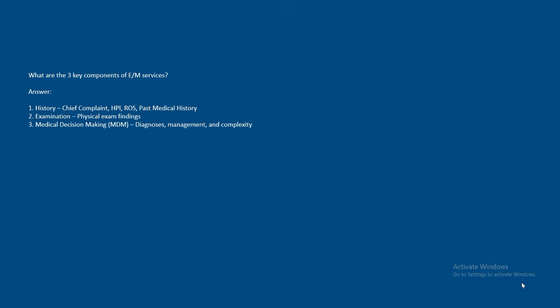What are the three key components of E&M service? Basically in E&M, we have three key components. What are those? History includes chief complaint, HPI, ROS and past medical history. ROS means review of systems. Next, the second component is examination, which is related to physical exam findings. And the most important one is medical decision making, where we need to use E&M guidelines to select diagnosis, management and complexity of the patient's condition as well as treatment.